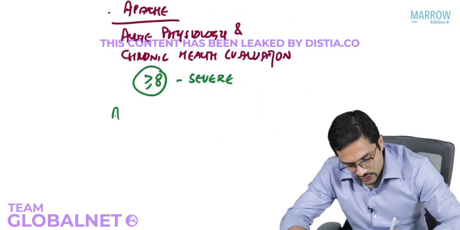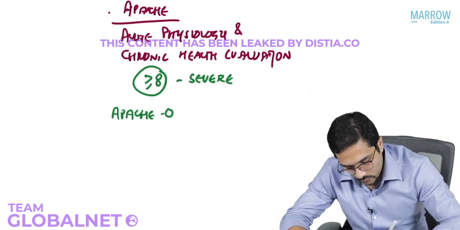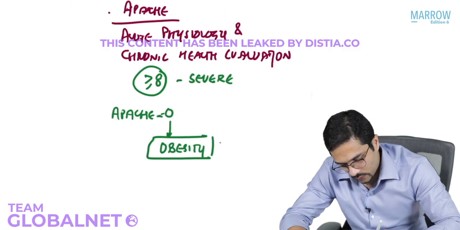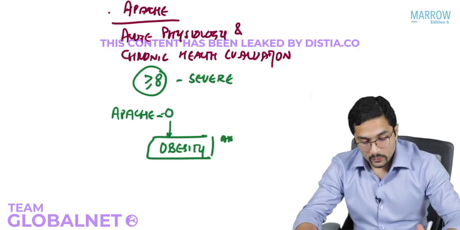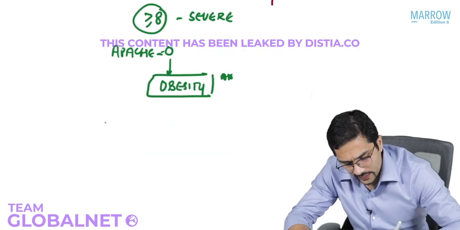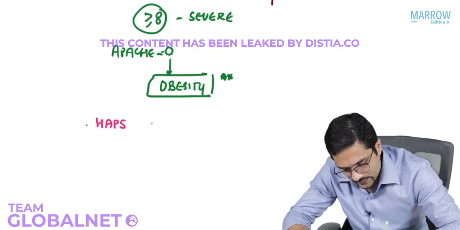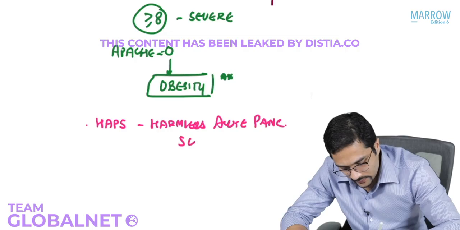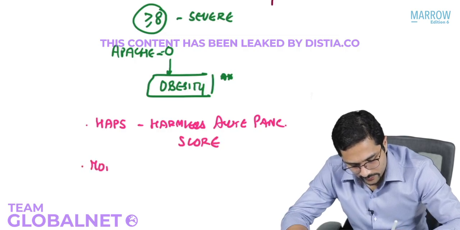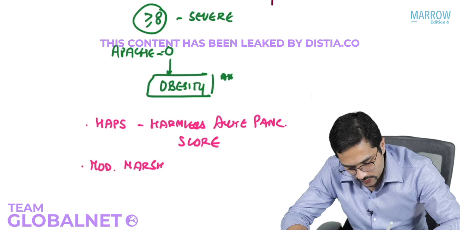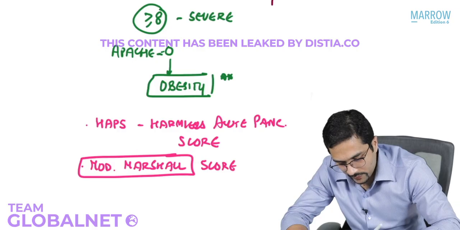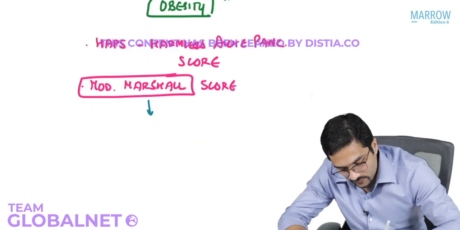And you also have the Apache O score, right? The Apache O score, where O is for obesity, and this is also a specific score for pancreatitis which you should know about. Other scorings are the HAPS score. HAPS is the harmless acute pancreatitis score. And you also have the modified Marshall score. So the modified Marshall score tells us about organ dysfunction. And this has been mentioned in Bailey. The modified Marshall score tells us about organ dysfunction.